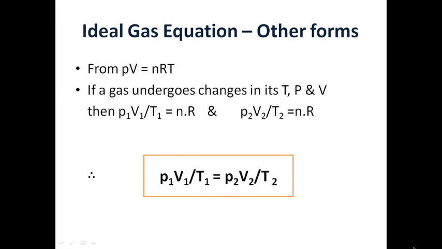Now here the value of n is also constant. Why? Because we are increasing or decreasing the values of pressure, volume and temperature, where n remains constant. Why? Because it's not a chemical reaction where the number of moles will also change. So the number of moles of gas remains the same. So the final equation is P1 V1 over T1 is equal to P2 V2 over T2.